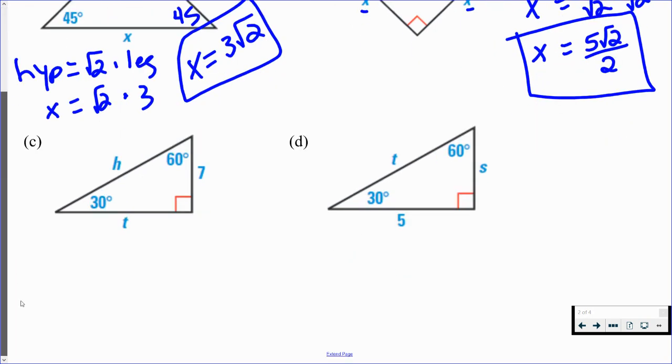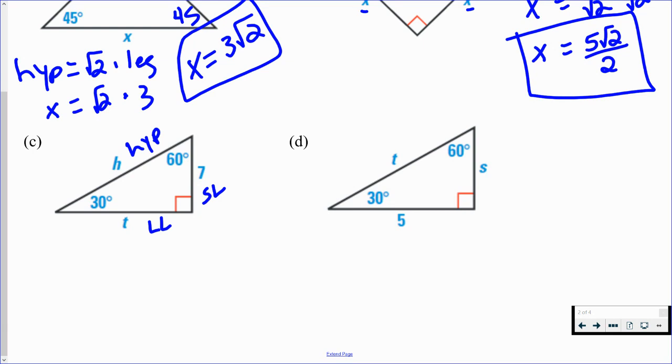Take a look at C and D. This time we're dealing with 30, 60, 90 triangles. Okay, it may help you to label. So, for example, we know that this side 7 is across from the 30, so this is the short leg. T is across from 60, so that is the long leg, and then H, aptly named, is the hypotenuse.